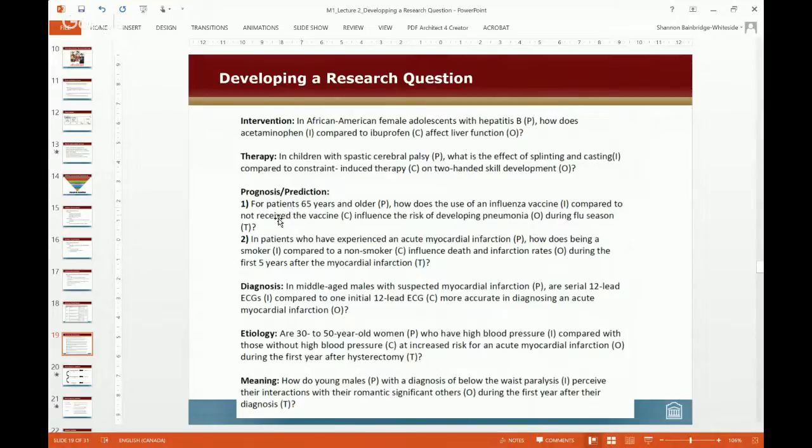So if we look here for prognosis prediction, for patients 65 years and older, that's my population of interest. How does the influenza vaccine, the intervention, compared to not receiving a vaccine, the comparison, influence the risk of developing pneumonia, that's my outcome, during the flu season? So that's the specific time frame that I'm interested in. So please take a read through all of these, and if you have any questions, we can certainly talk about them next class.